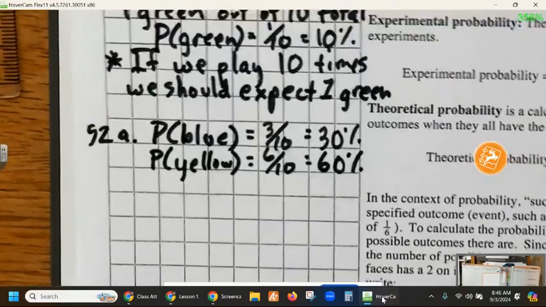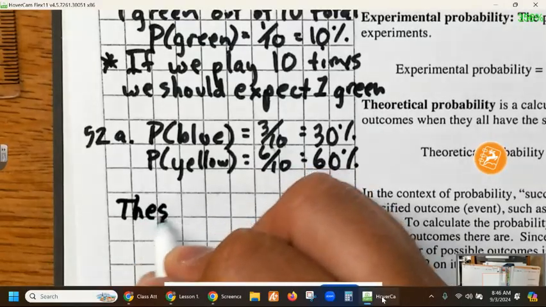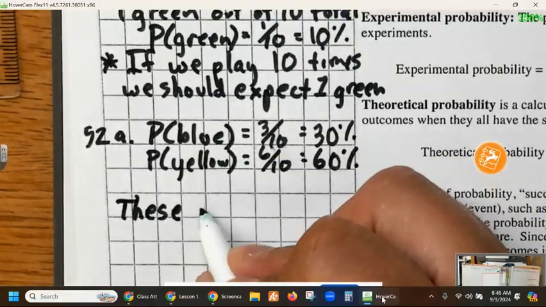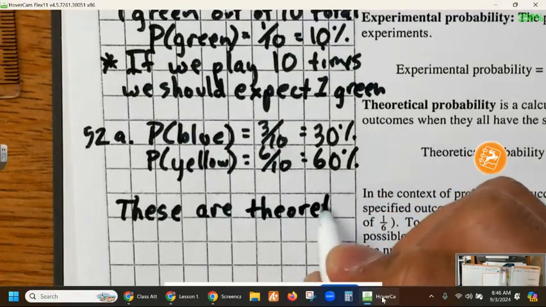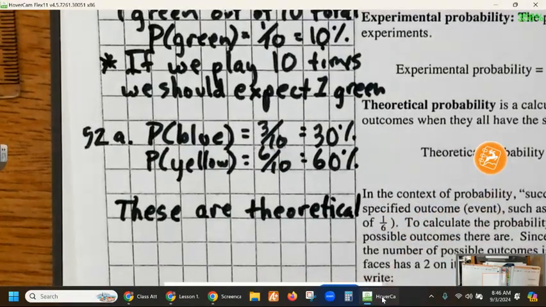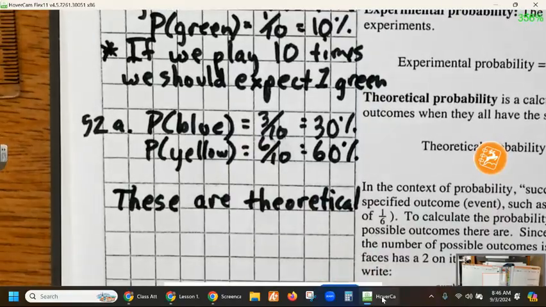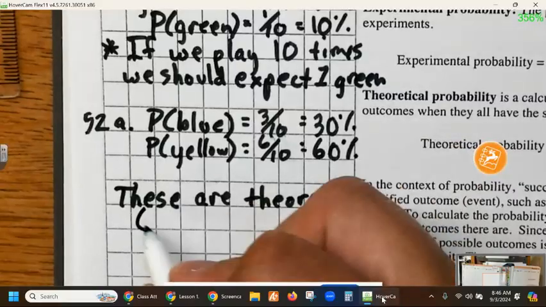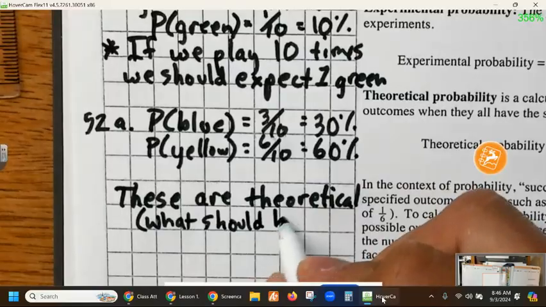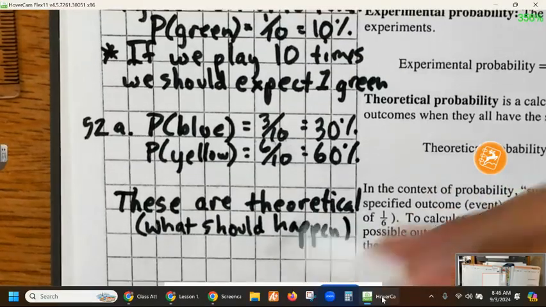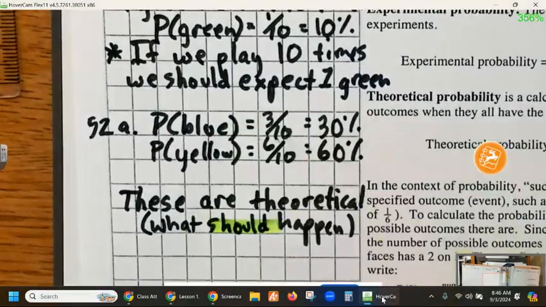Now, keep in mind that these are only theoretical probabilities. That means that this is what should happen. That doesn't mean that's absolutely going to happen. You can play 10 times and get 10 yellow fish. That doesn't mean that's a 100% chance of getting a yellow fish. So theoretical means what should happen. Okay, and we're going to highlight "should" because it doesn't necessarily mean that is going to happen.